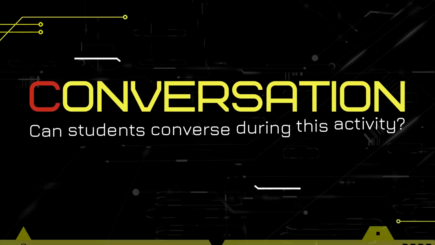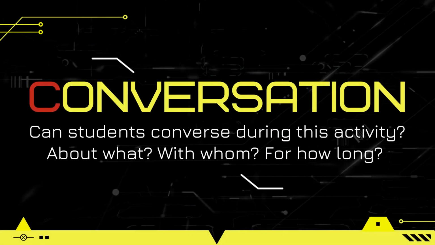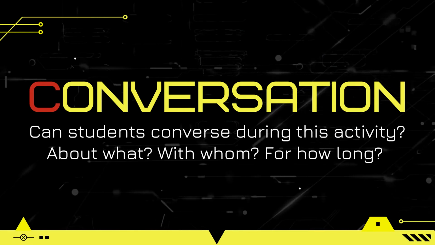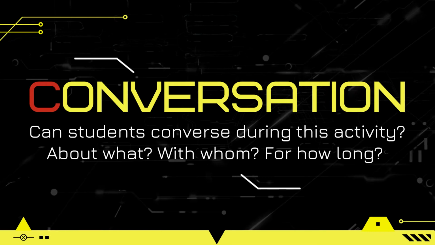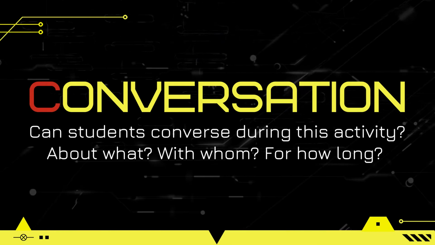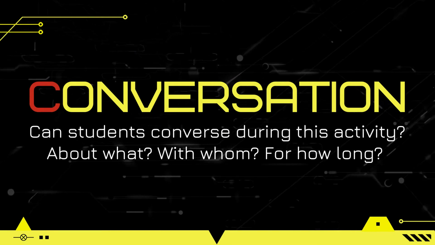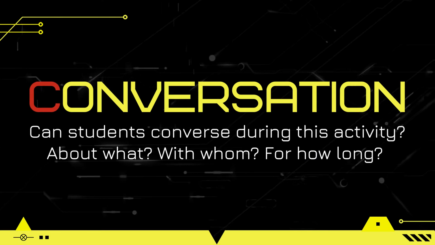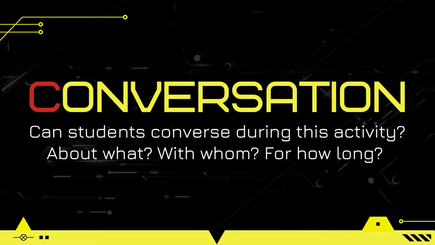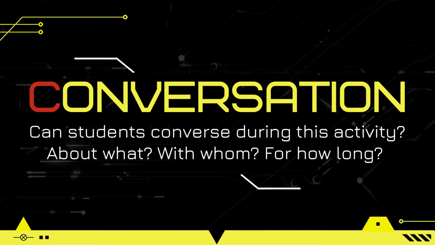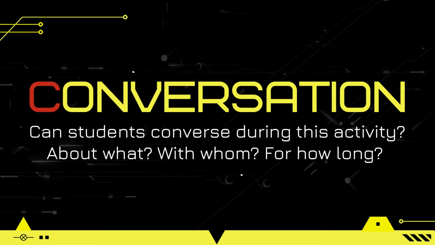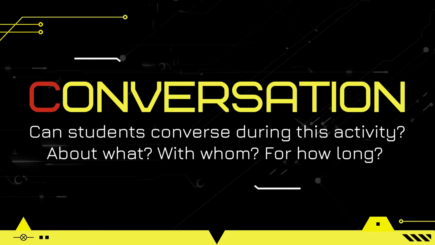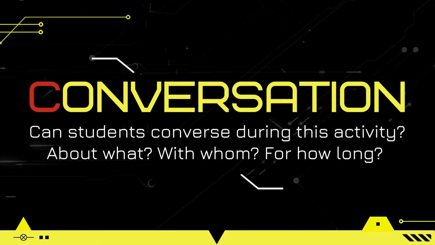First one is conversation. When I'm looking at conversation, I want to let kids know, is it okay for them to talk to each other? If so, what are they allowed to talk about? Who are they allowed to talk to? Are they only allowed to talk to other kids in their group? How many kids can be involved in that group? And how long should the conversation last? So when I set up an activity and I give them C.H.A.M.P.S, the C is going to tell them exactly those things.